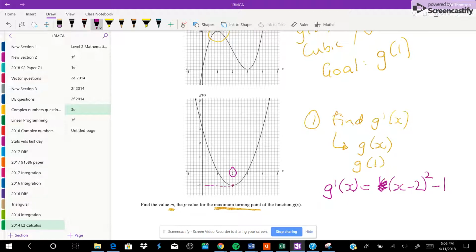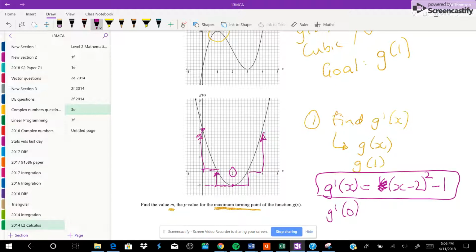So the pattern I'm looking for is the out 1, up 1, out 1 more, up 3 pattern that you'll remember from way back in year 10 or 11. So does that work here? Yep, it works beautifully. We can see that if we substitute in g dash of 0, we want to test whether this equation is going to give me the right value. So g dash of 0 using this would be 0 minus 2 squared minus 1. So that equals 3. So a little happy face. We've found g dash of x, and we've done that very easily.